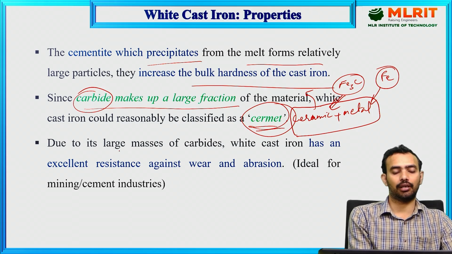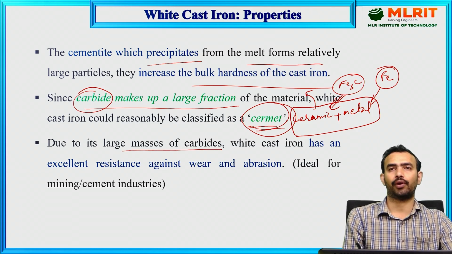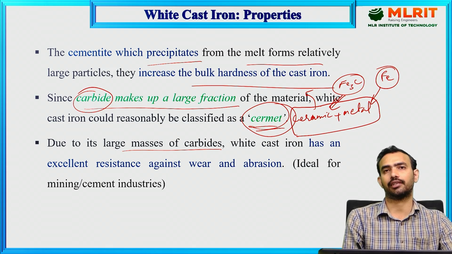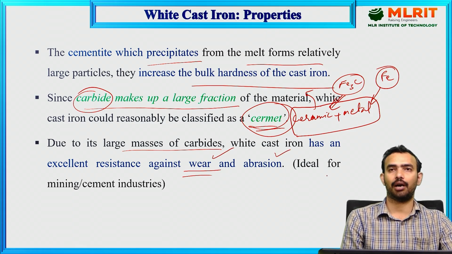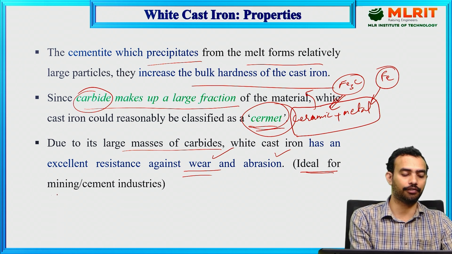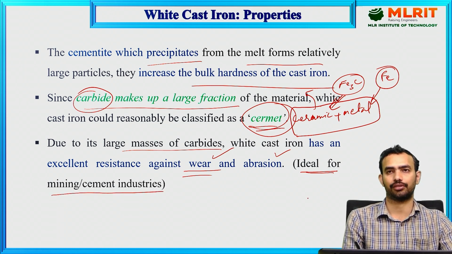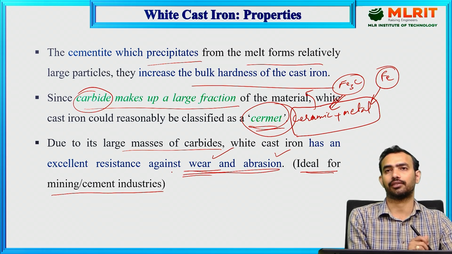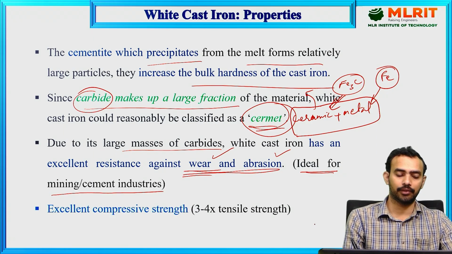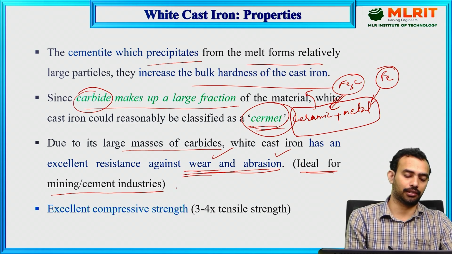Due to its large masses of carbide, white cast iron has excellent resistance against wear and abrasion because of high hardness. It is an ideal candidate for the mining and cement industries, in crusher line applications, where we require excellent abrasion resistance as well as wear resistance for its tools. So white cast iron finds its primary applications in the mining and cement industries.